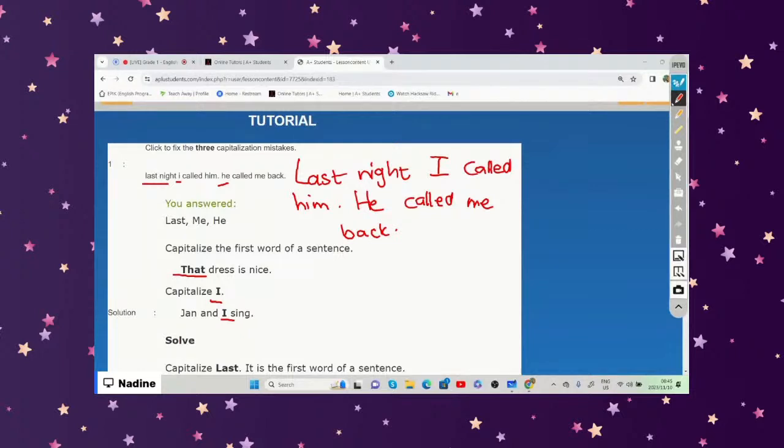So that is our capitalization mistake within that sentence. So last night I called him, he called me back. Because remember, once we start a new sentence, we need to start that new sentence with a capital letter because we end the sentence with an end point, which is a full stop.